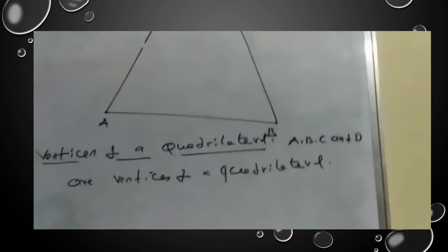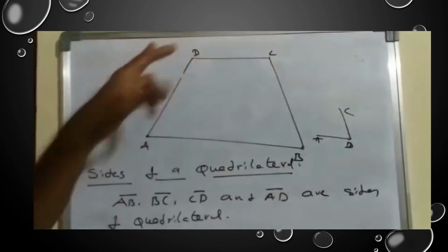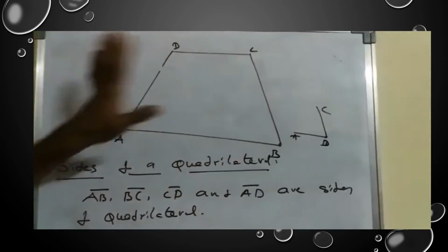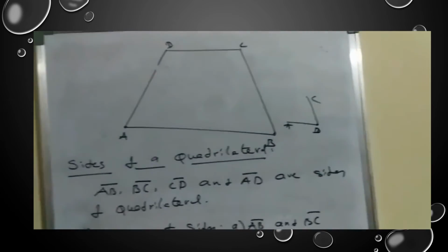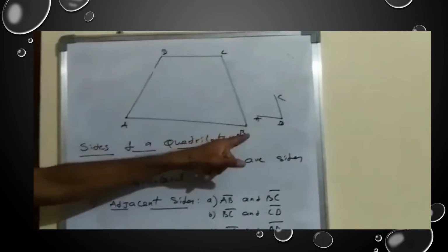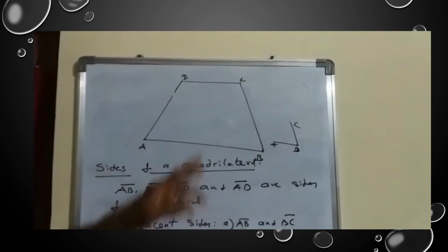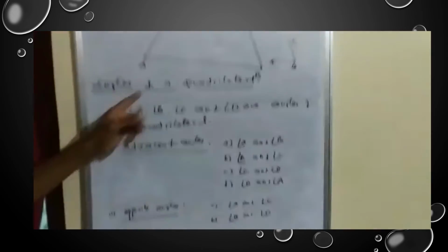Next, opposite sides. Which are the opposite sides? AB and CD are opposite. Why? They do not have any common point. That is why AB and CD are opposite sides of the quadrilateral. What about another pair, BC and AD? They do not have any common point. BC and AD is another pair of opposite sides of a quadrilateral.